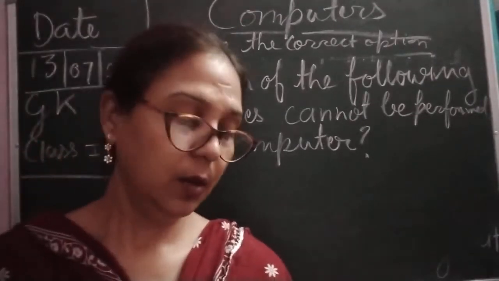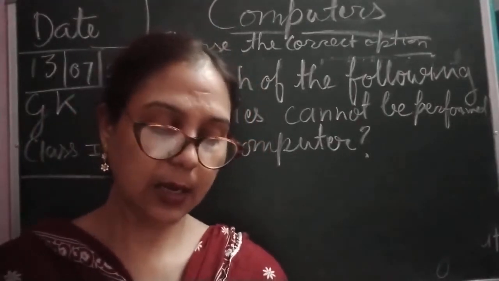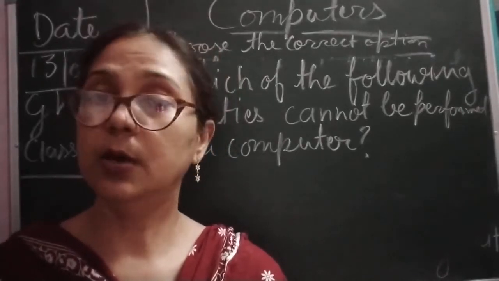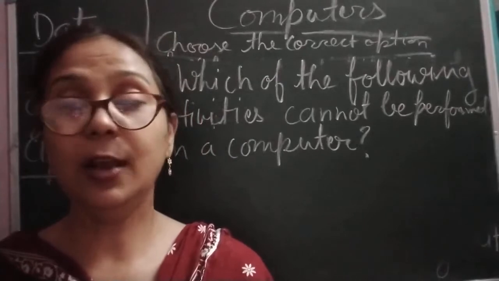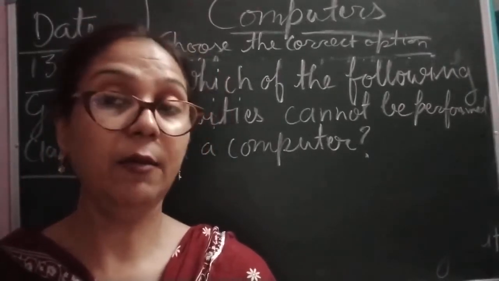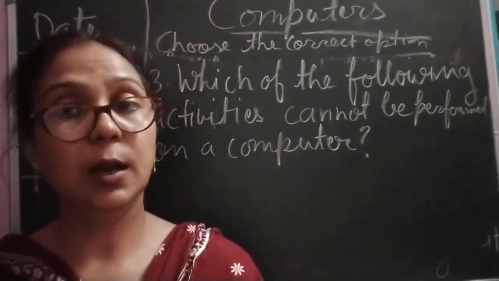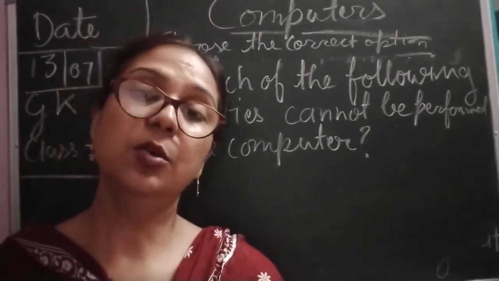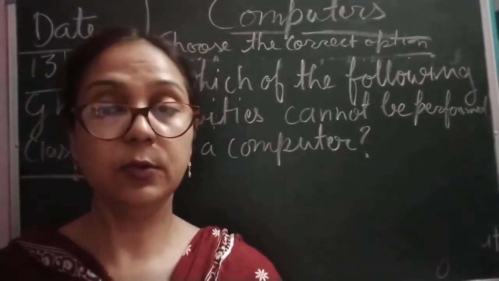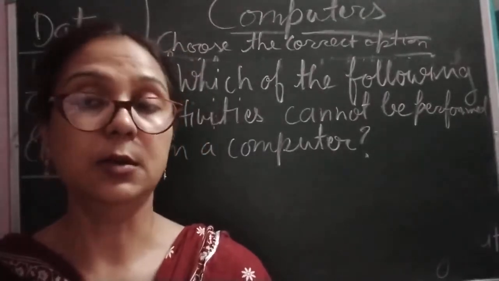Here we can see first is playing music, second B is heating food. It is quite impossible because it's not a stove. We cannot cook food on that. Painting, yes, it has a paint and brush option inside the computer, so with the help of this we can paint. Playing music, yes, of course, we can play music with the help of speakers.